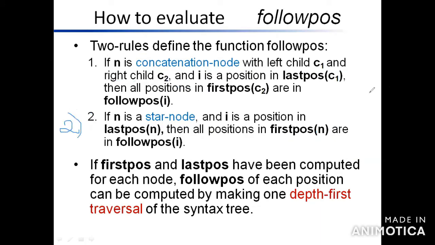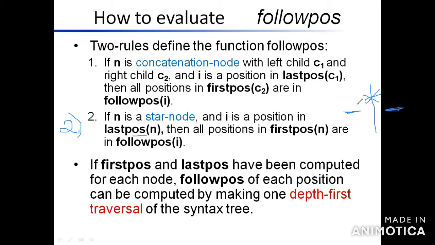Okay, what about the second function? The second function is for the star node. For a star node n, the left child is the first position and the right child is the last position. If n is a star node and i is a position in the last position of n, this is for the last position of n.